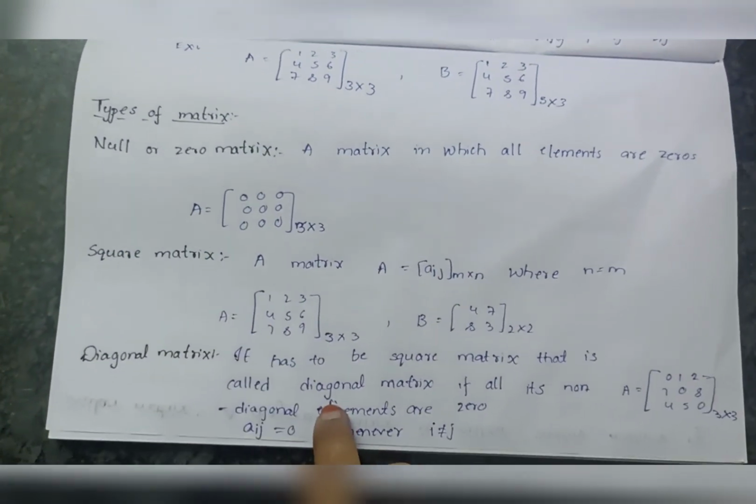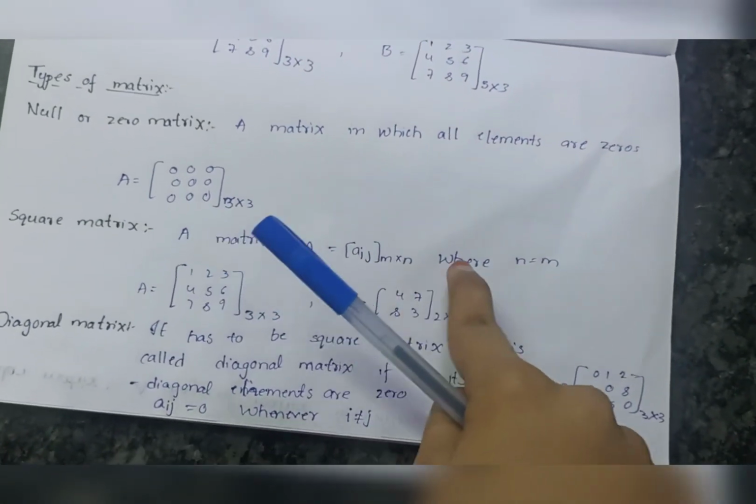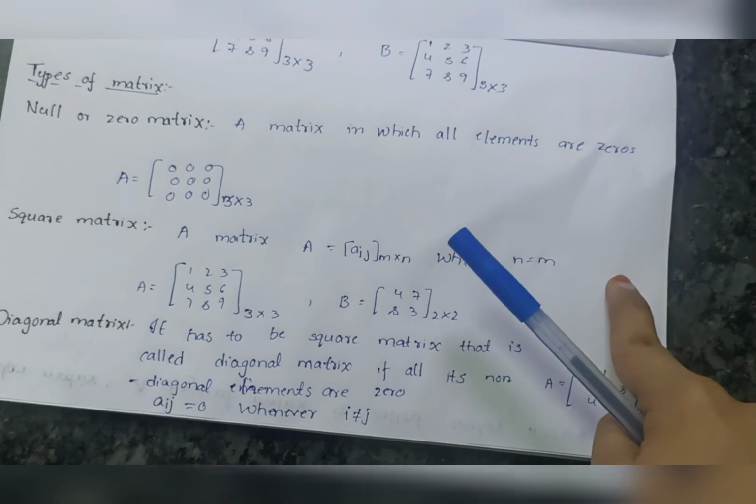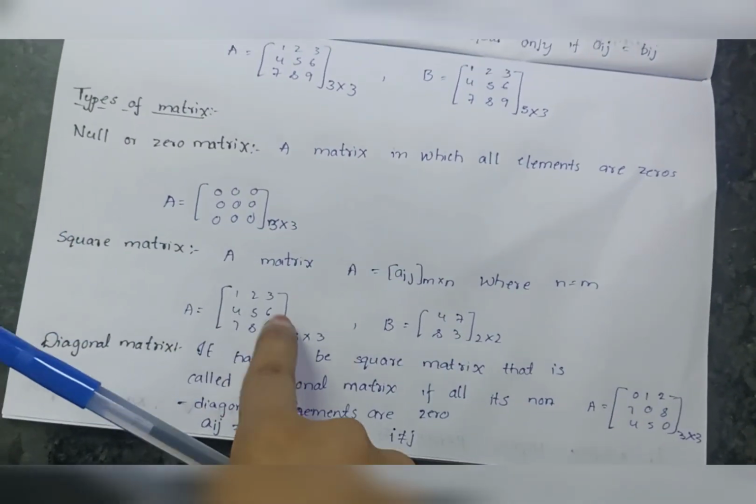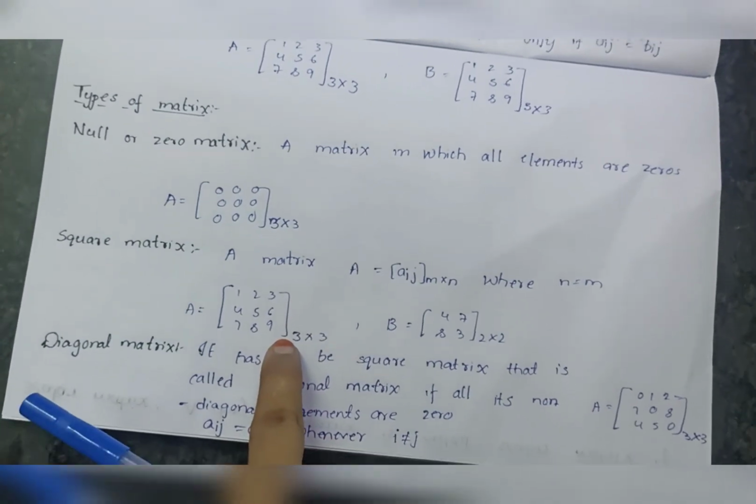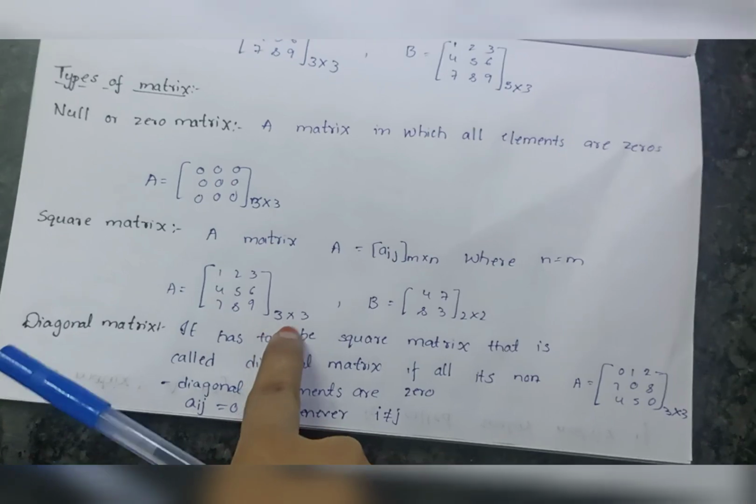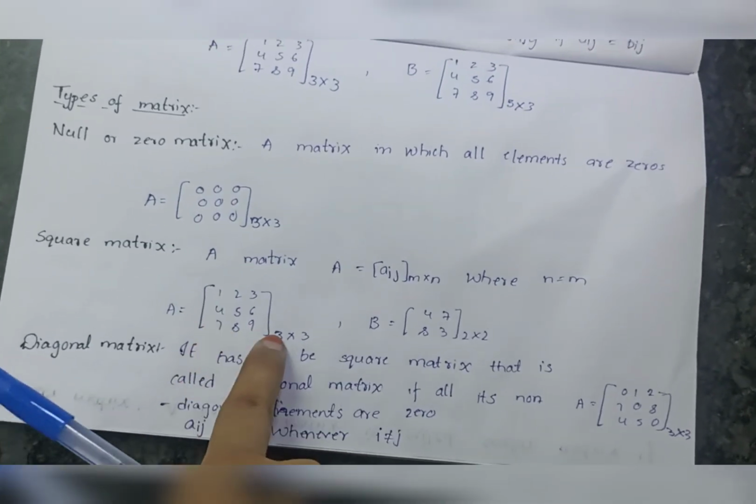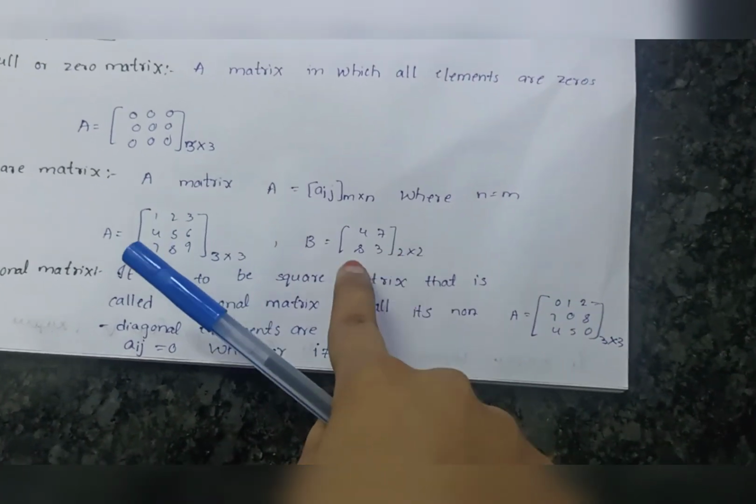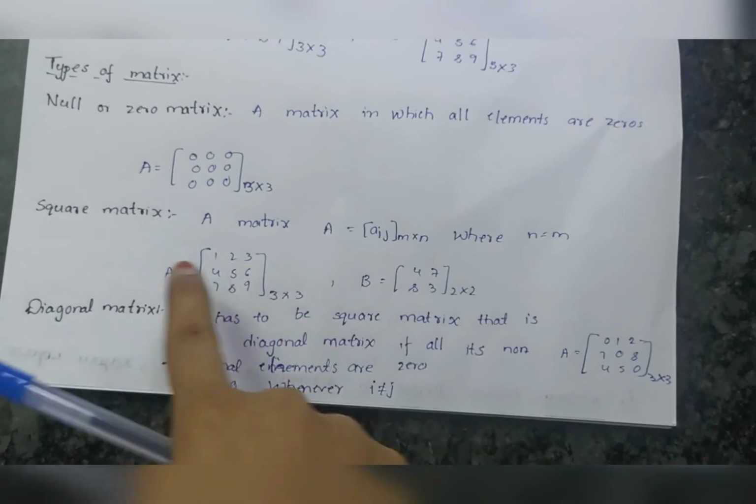Next, the square matrix. A matrix A is equal to [aij] m into n, where n is equal to m. I'll explain: if we have a matrix with the same number of rows and columns, then that is called a square matrix. See here 3 into 3, with 3 rows and 3 columns, and again here 2 rows and 2 columns. So these two are called square matrices.